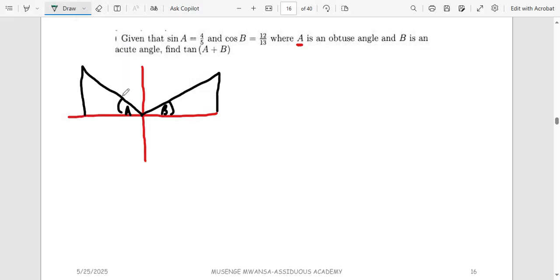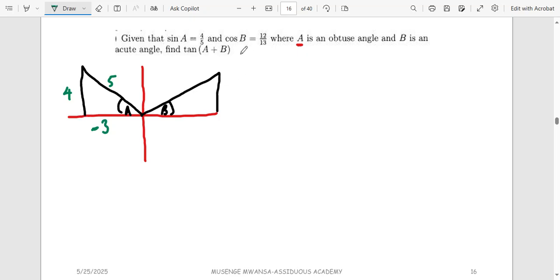So for sine A, it was 4 over 5. And you know sine is opposite over hypotenuse. It means that this other side, which we don't know, is going to be 3. 5 squared, 25. 4 squared, 16. 25 minus 16 is 9. Root of 9 is 3. But for this one, attach a negative. Why have I attached a negative? Because it's on the negative x-axis.